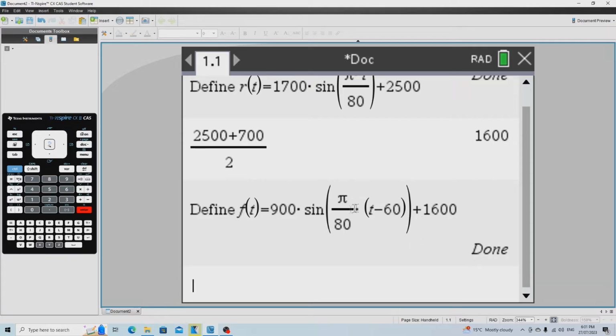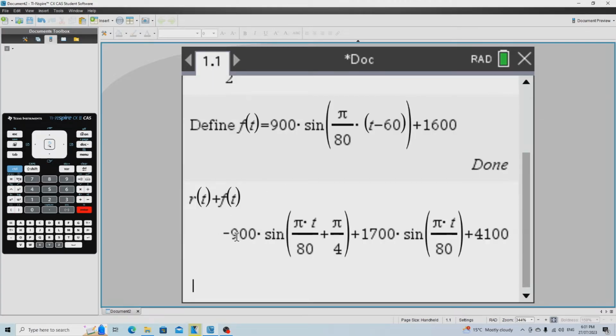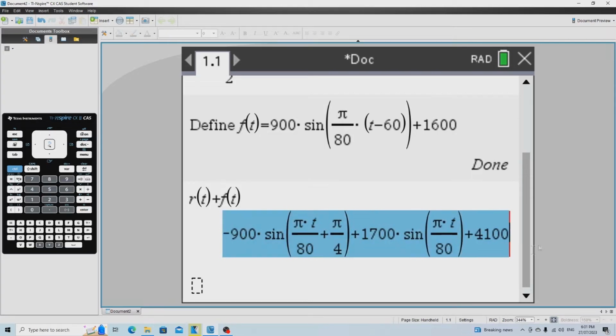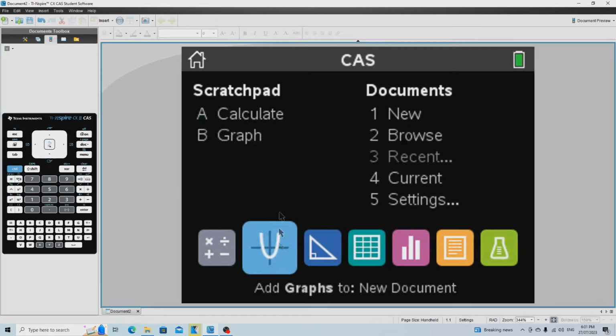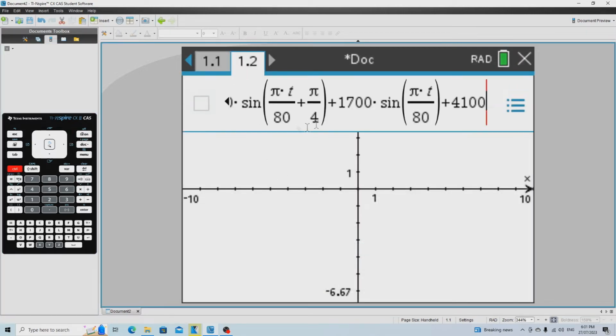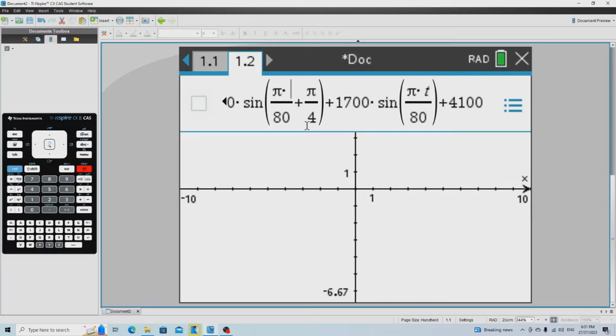So we got that. To find this, what we're going to do first is add both the population of the rabbits, R of t, plus the foxes, f of t, and we get this function over here. So we want to find the maximum combined population. To find the maximum, I pretty much just copy this, go on graphs, and paste it over here. Let's change t to x to graph them.